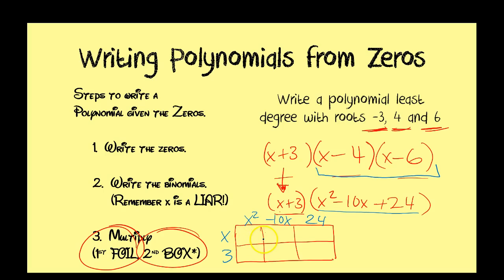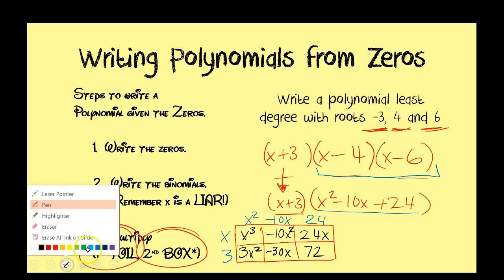So now, x times x squared is x to the 3. Then 3 times x squared is 3x squared. Then x times negative 10x is negative 10x squared. And then negative 10x times 3 is going to be negative 30x. And then the next one will be 24 times x, is 24x. And then the last one, 24 times 3, that is 72.